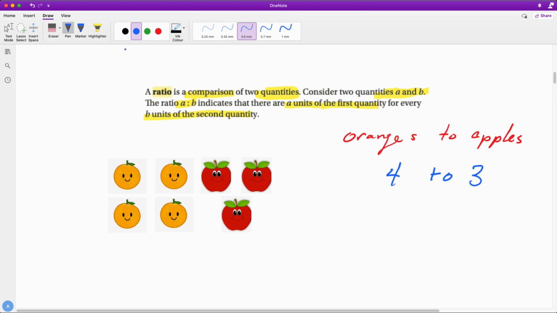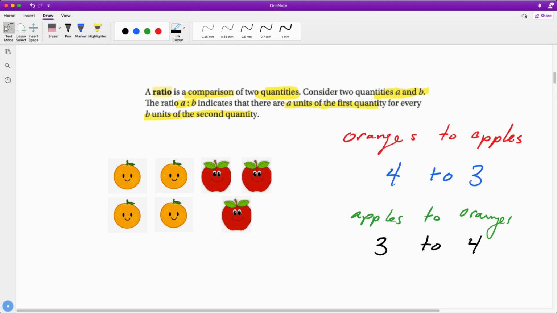All right? If I were to say, instead of oranges to apples, apples to oranges, this is where the order matters. So in this case, we have 3 apples, so we would do 3 to 4. All right, so the order in which we're comparing them matters. We're saying we have 4 oranges for every 3 apples. See how we're able to compare them?